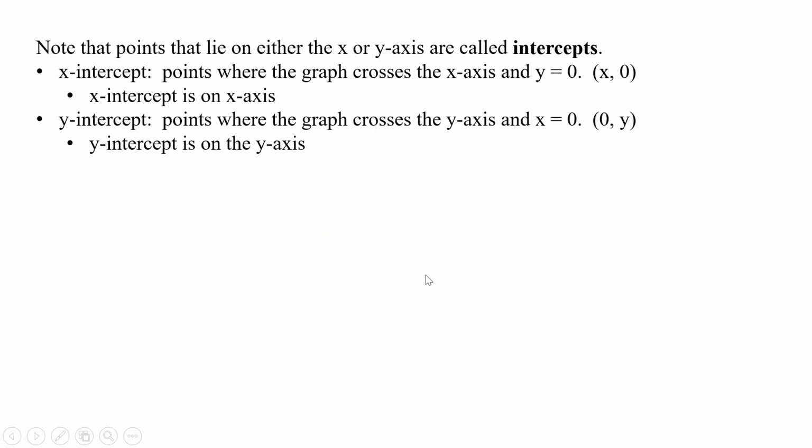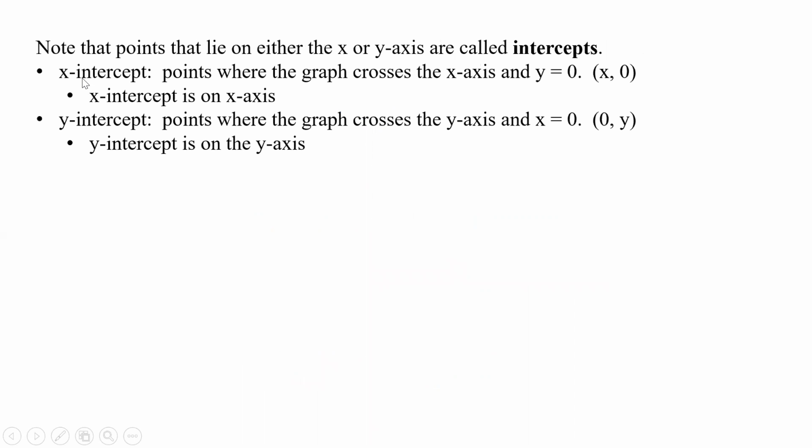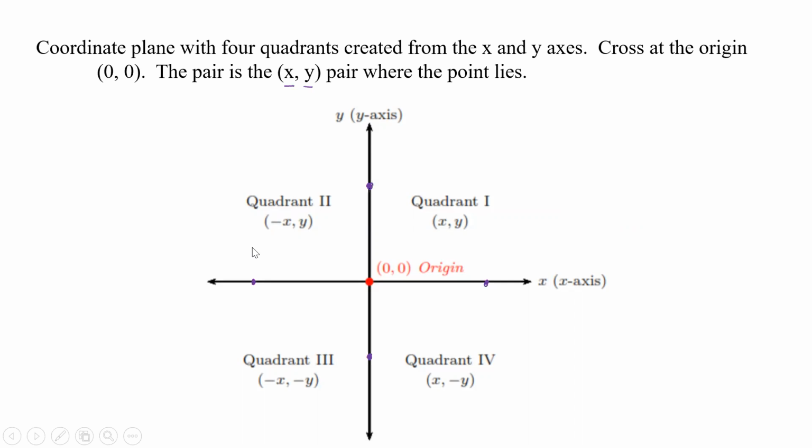All right, so note that points that lie on either the x or y axis are called the intercepts. So if we had points over here, or maybe here, or here, or here, these are intercepts. And depending on if they lie on the y-axis or the x-axis, they're either called x-intercepts or y-intercepts. So x-intercepts are points where the graph crosses the x-axis and your y equals 0. So you get something like x comma 0. And this is the x-intercept on the x-axis. So looking back here, these are our x-intercepts, okay?